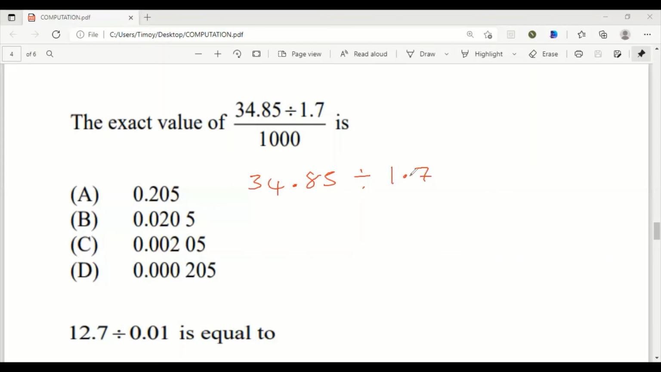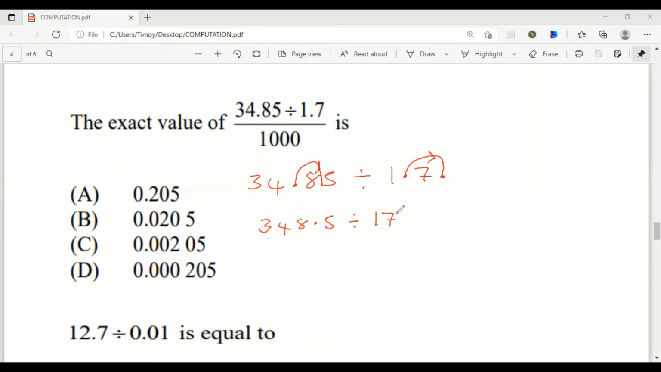You can do this quickly by moving the decimal place 1 unit to the right. But whatever you do to this side, you have to do to this side, by moving the decimal place 1 unit to the right as well. So what do we end up with? Here we'll end up with 348.5 divided by 17. Now this would be easy to divide.